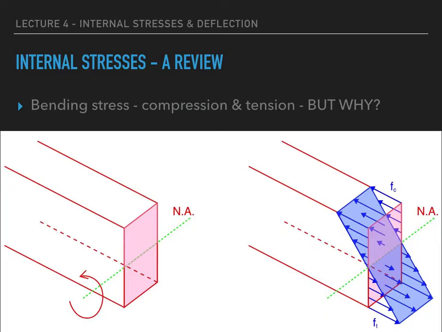So hopefully you remember that bending stress is made up of compression and tension. What we don't know yet is why. So we're going to take a close look at that. But you can see that when the positive bending moment happens, the top of the beam is in compression, the bottom is in tension, and that's shown by the arrows in the cross section.